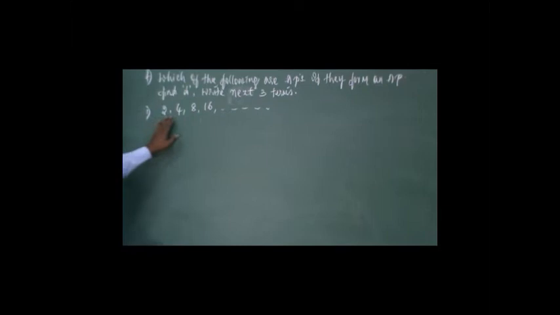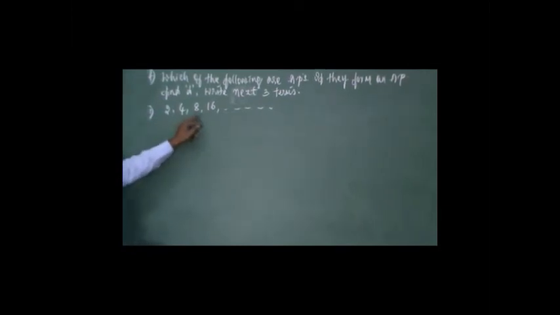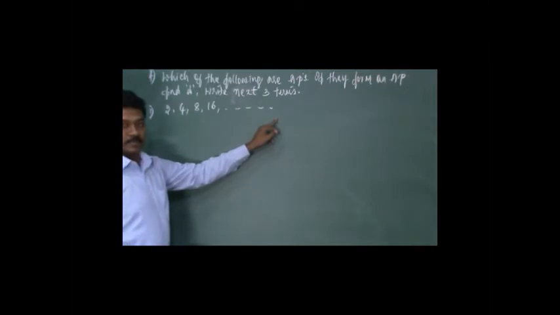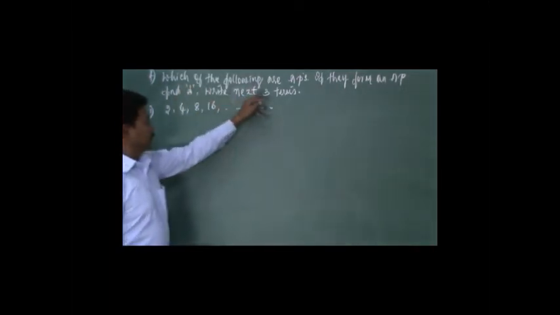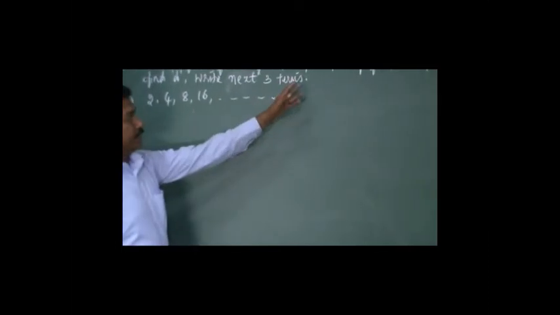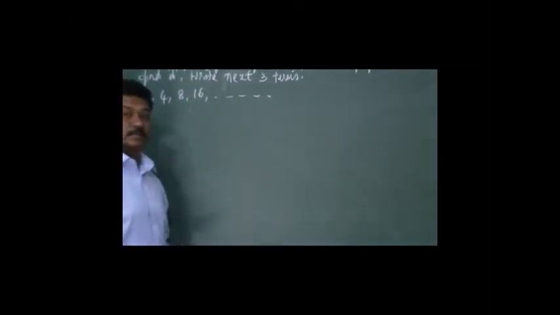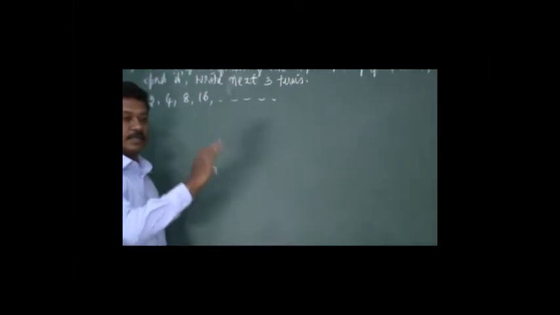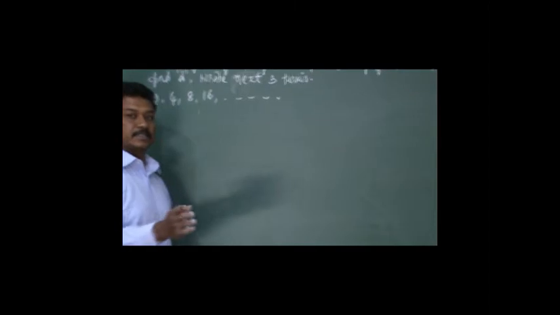Right. So one sequence is given: 2, 4, 8, 16. It's a sequence given here. So which of the following are APs? The sequence is given. So first thing is we have to check whether the given sequence is an AP or not. Then if it is an AP, we will find out D, and then we will find out the next 3 terms. If it is not an AP, then what will we do, sir? So it's very simple. If it is not an AP, just write that as the common difference is not constant, therefore it is not an AP. So no question of finding out the next 3 terms.